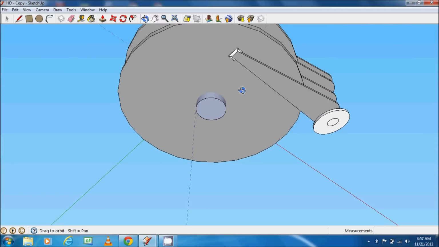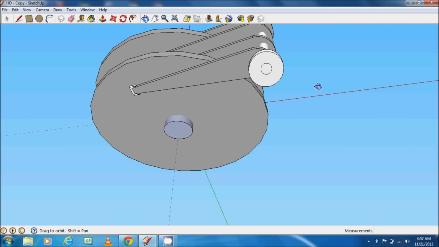Well, this is it then. Have a look at the 3D graphics. Enjoy.